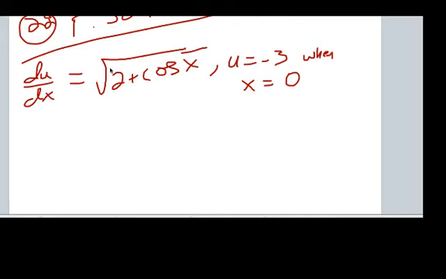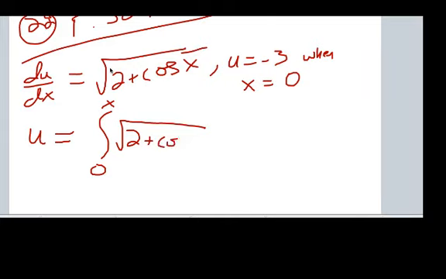All right, so the first thing we do is set up a function using the fundamental theorem. So we'll say, let u equal the integral from 0 to x of the function. We'll use some dummy variable, we won't use x. I think we usually use t. So 2 plus cosine of t dt.